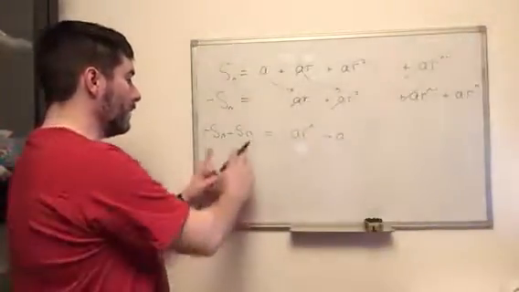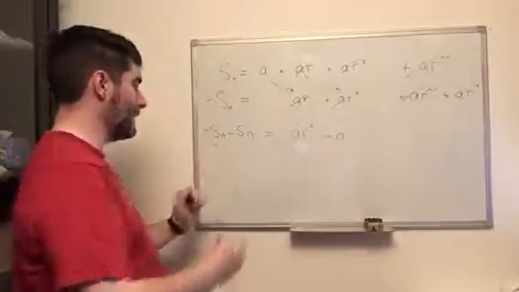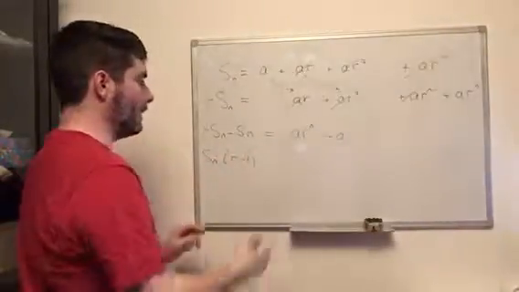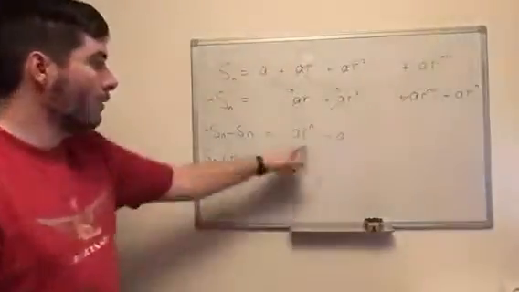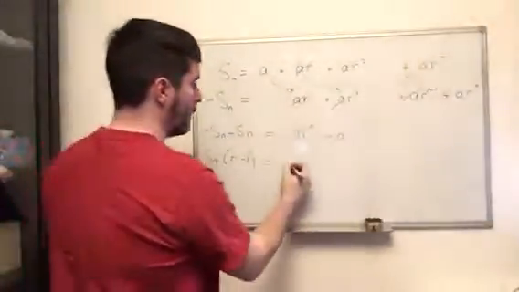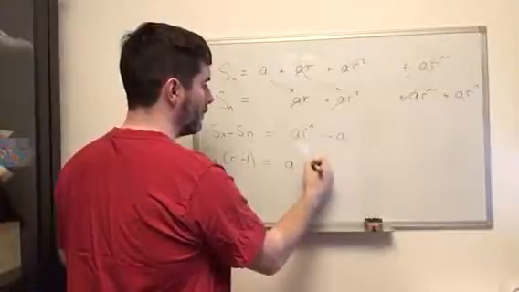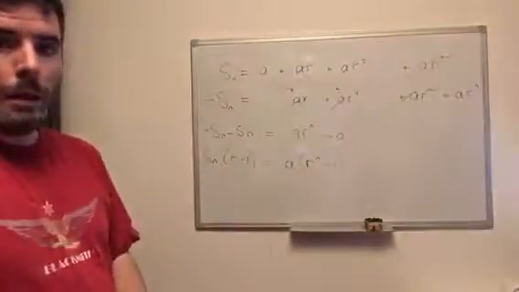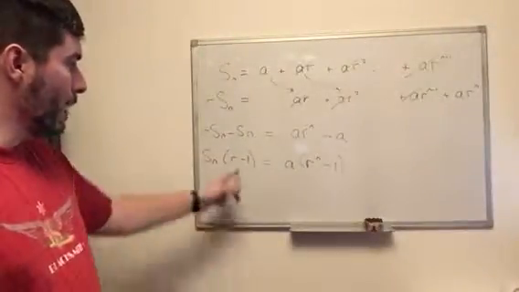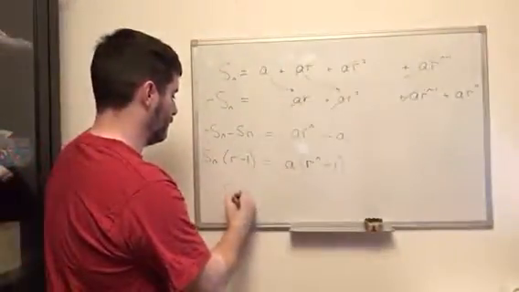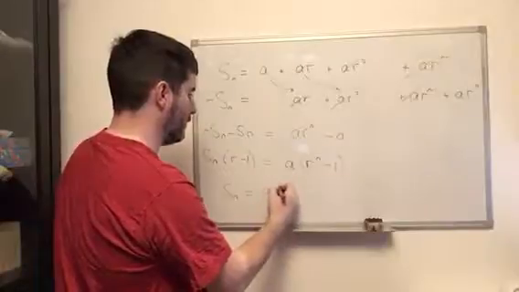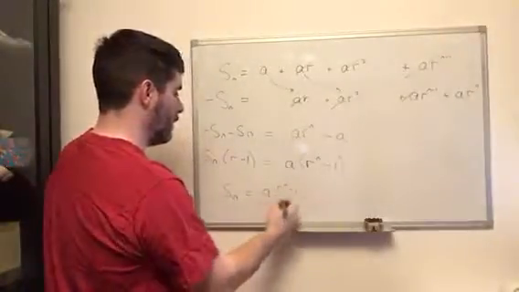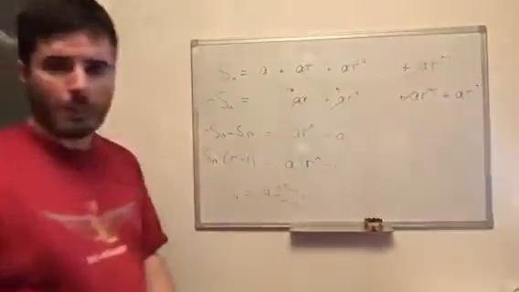So, in this question here, I'm going to pull out Sn as a common factor, leaving r minus 1 inside the brackets. Over here, I'm going to pull out a as a common factor. Okay, now I'm going to divide through by r minus 1, and put that on the bottom there.